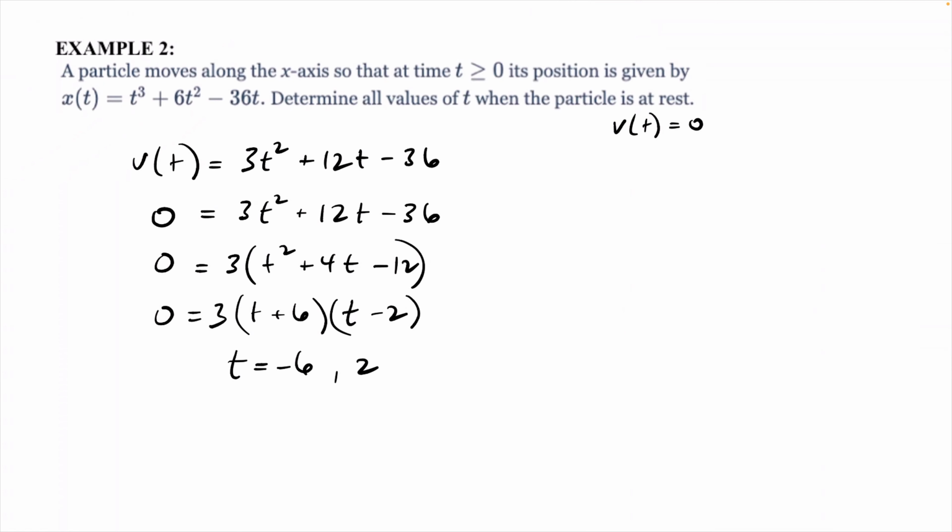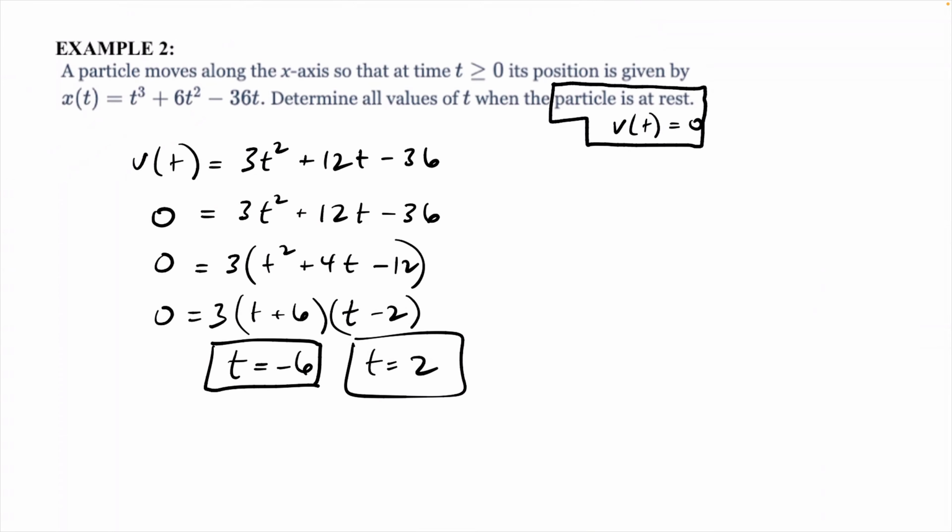If you were to put both of those answers, you would get it wrong. Why? Because time can't be negative. So it's only 2. So this one, just put an X through it. Because remember, anything with an X through or a line through, the reader can't read. It's not allowed to. Okay, so the only time is when time is 2. So when time is 2, the particle won't be moving. So even when you find them all, you just have to check if they're negative.